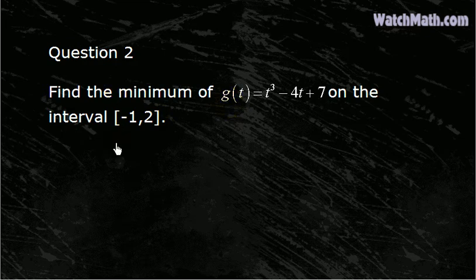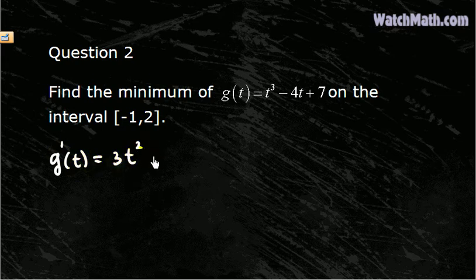So now our job is to find the critical point. So first we find the critical point. We take the derivative of g, and we have 3t squared minus 4. And clearly this function is defined everywhere, so the critical point only happens when the derivative is equal to 0.